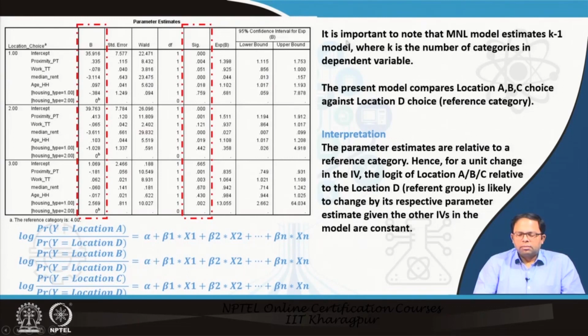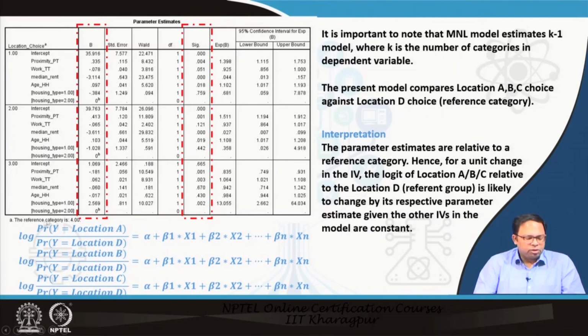The MNL model estimates k minus 1 models, where k is the number of categories in the dependent variable. The present model compares location A, B, C choice against location D, which is the reference category, and the parameter estimates are interpreted relative to the reference category. That means for a unit change in the independent variable, the logit of location A, B, C relative to location D is likely to change by its respective parameter estimate, given other independent variables in the model are constant.